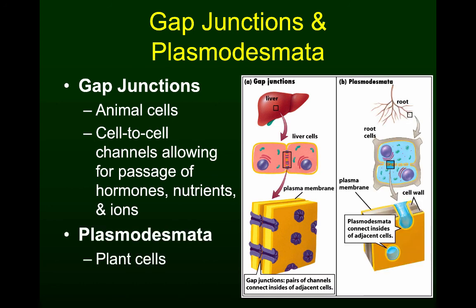In plants, we call these plasmodesmata. Kind of the same idea. A lot of times in plants, we're dealing with water being transported from cell to cell. Same idea as a gap junction, different name, but we've got water being moved from one cell to the next, to the next, to the next very quickly because they're essentially connected through these plasmodesmata.